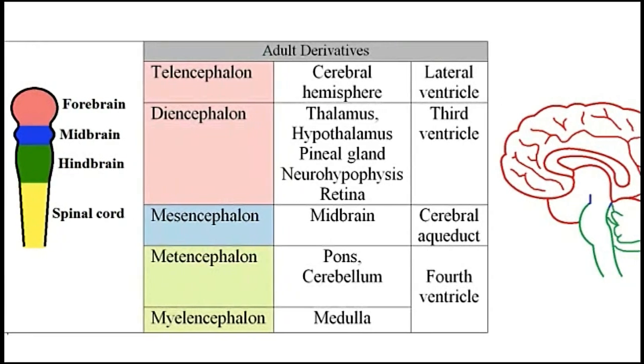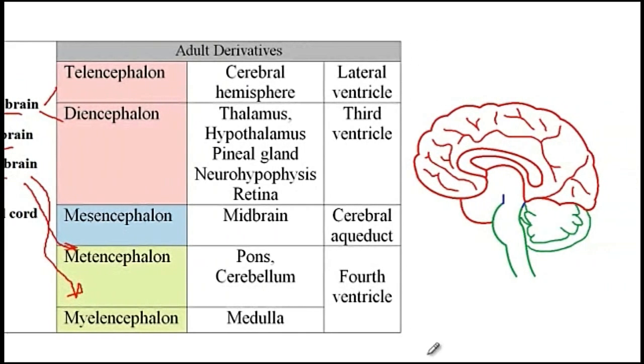So here we have the neural tube that will form the forebrain, midbrain, hindbrain, and the spinal cord. So forebrain divides into telencephalon and diencephalon, midbrain gives rise to mesencephalon, and then hindbrain gives rise to metencephalon and myelencephalon. Now let's go over these structures and the adult structures that arise from each of them.